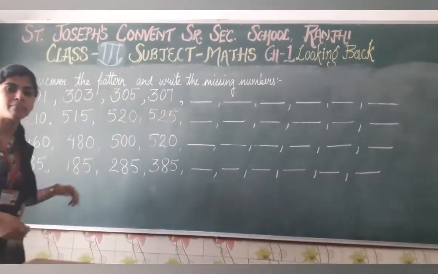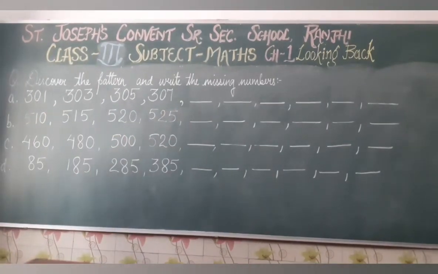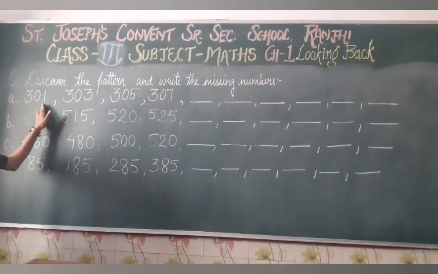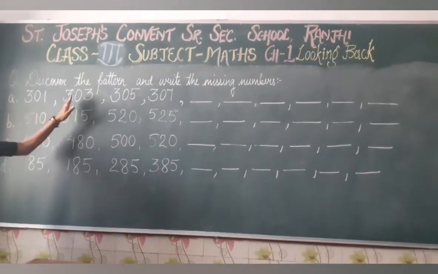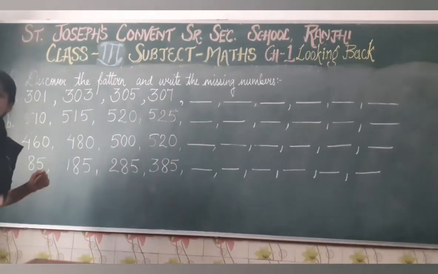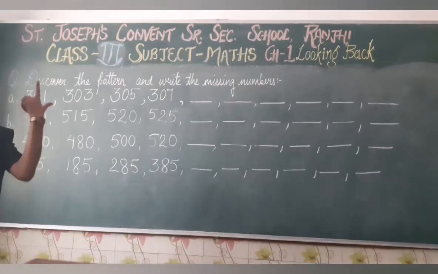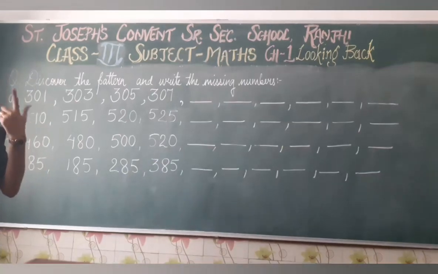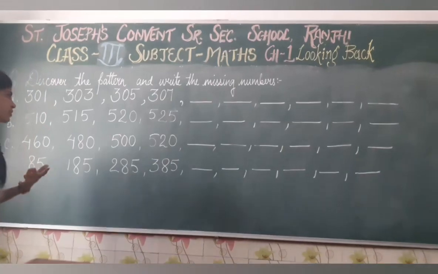So can you tell me, looking at these figures, ki pattern kaise move kar raha hai? Pehle yahan par 301 tha, but ab ye 303 ho gaya. How 301 became 303? 301 303 kaise ban gaya? See, agar humne 1 par 2 add kar diya, 301 mein agar hum 2 add karte hain toh kya banega? 303.